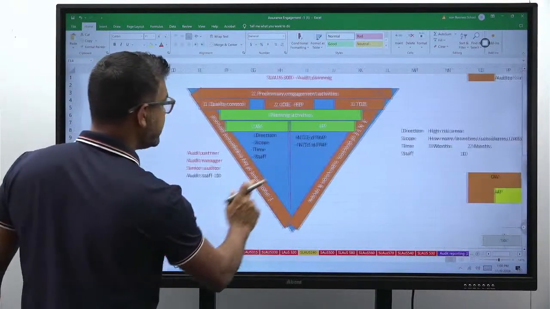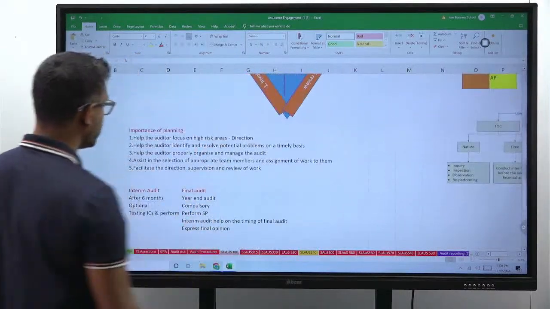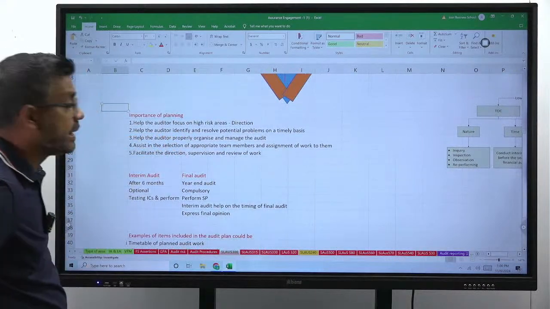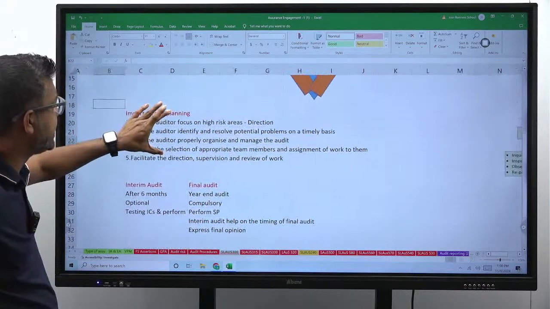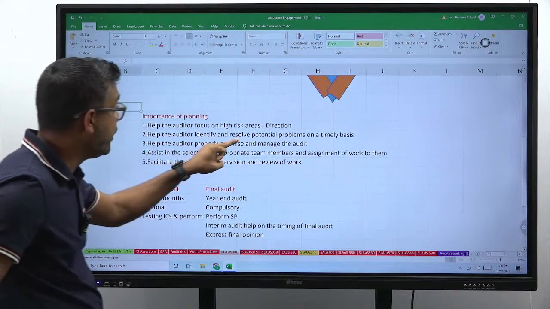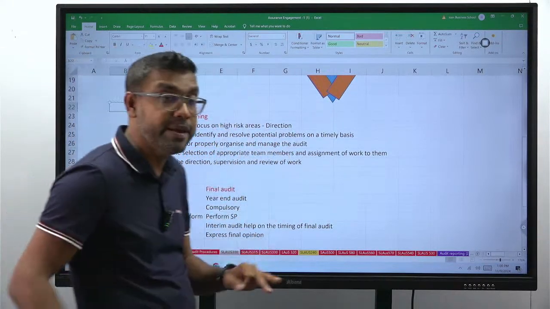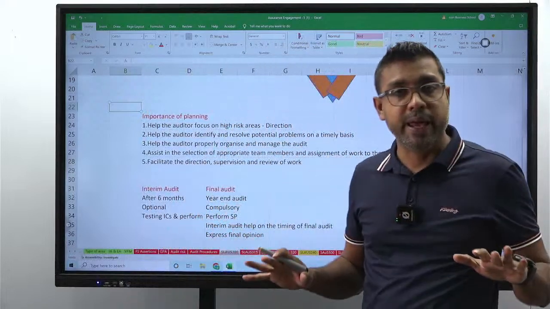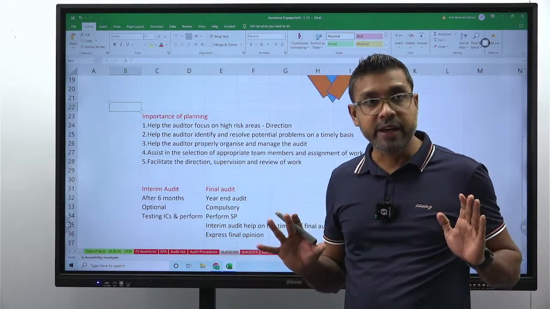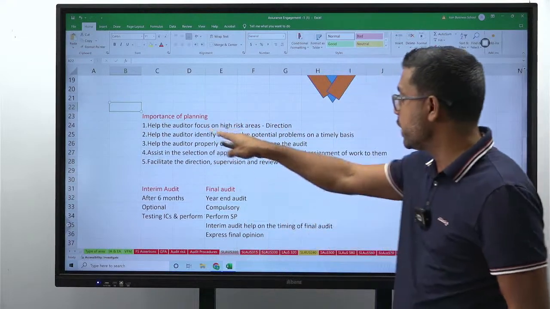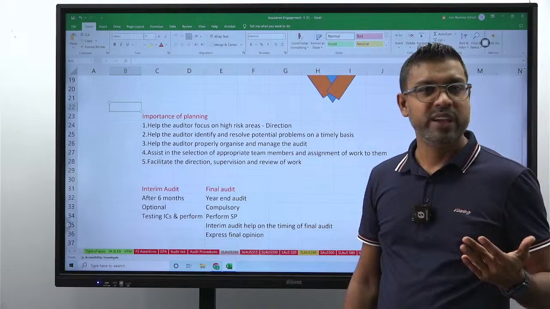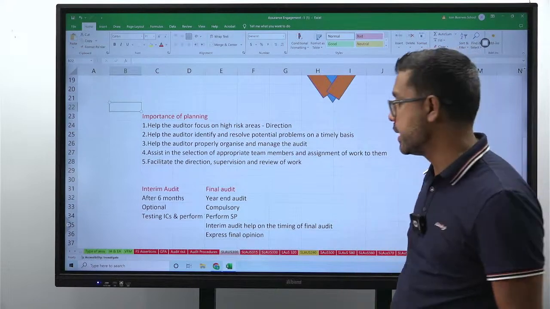Why is this planning important? Because of these reasons. It helps the auditor to focus on high risk areas. Direction is set in the overall audit strategy. It helps the auditor to identify and resolve potential problems on a timely basis. During the plan, you have identified high risk areas and set the direction, so then you can resolve the problems on a timely basis. You don't wait until the last moment to attend to high risk areas.